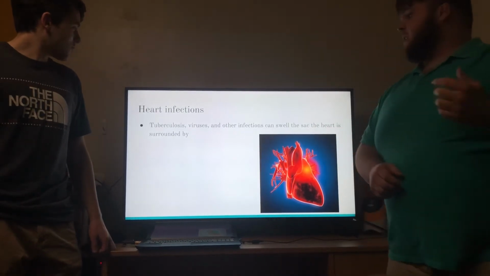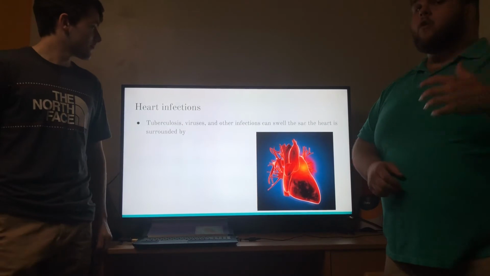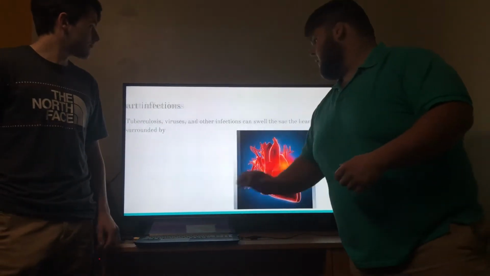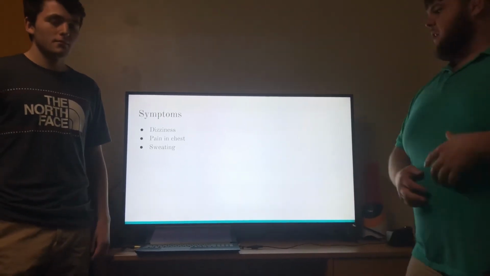Heart infections such as TB, viruses, and other infections can swell the sac the heart is surrounded by. Symptoms include dizziness, pain in chest, and sweating.